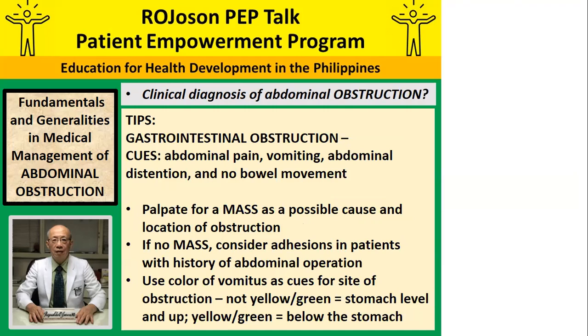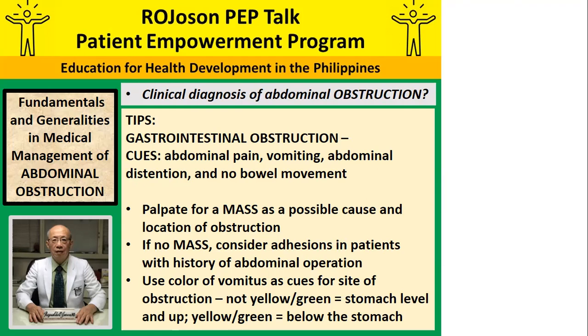For gastrointestinal obstruction, as I said, the cues will be abdominal pain, vomiting, abdominal distension, and no bowel movement. First, palpate for a mass in the abdomen. If there is a mass, most likely that will be the cause of the obstruction. Then determine the location of the mass. The location of the mass can give a clue as to the specific site of the obstruction.